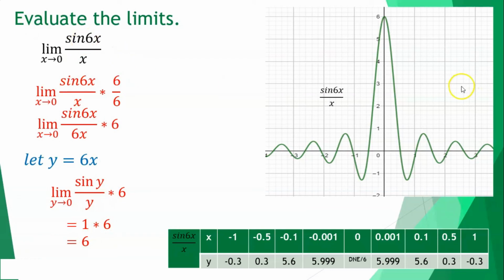So with that, we can always counter-check with our graph. Looking at the graph, as we approach 0 from the right, the value for y is 6. The same thing with the other side, approaching 0 from the left, the value would be 6. So that's how you are going to do it.